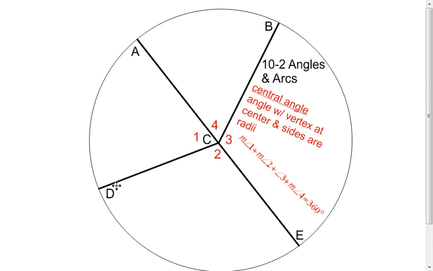So the first thing we're going to talk about is a central angle. Any one of these angles that I have marked is a central angle because the vertex of that angle is at the center, and then each side of the angle is a radius of the circle. So it has two radii as sides. And then I have a little formula here that says if we take all these angles and add them up, it's going to equal 360 degrees.